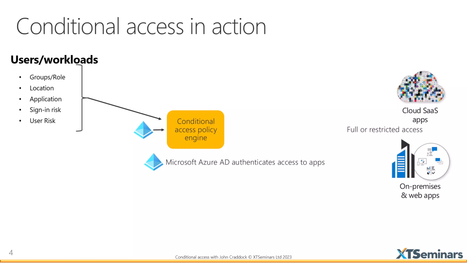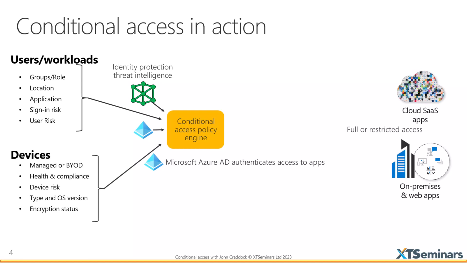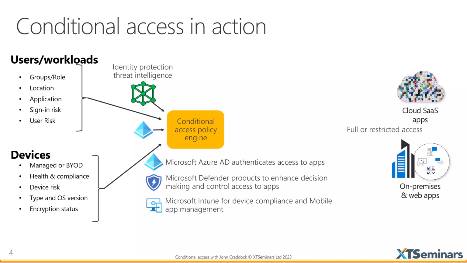So we've got signals coming from users and workloads, and then we've also got Microsoft's own threat intelligence signals coming in, so evaluating risk. And then we've got signals from devices that are coming in, and we might be using Intune. We might recognize the operating system that's being used and so on. Those signals are coming in, and we're going to make a decision as to whether we allow access to the application. We can enhance the signals with things like Microsoft Defender products, with using Intune for looking at the device and making sure the device is compliant.